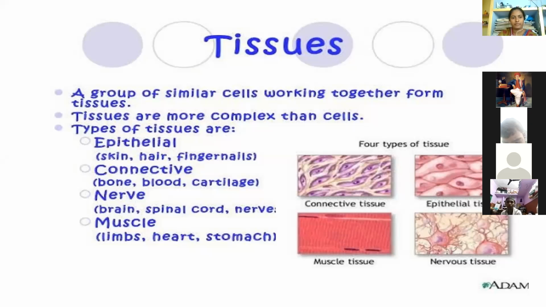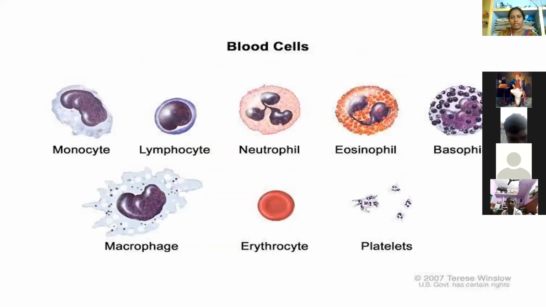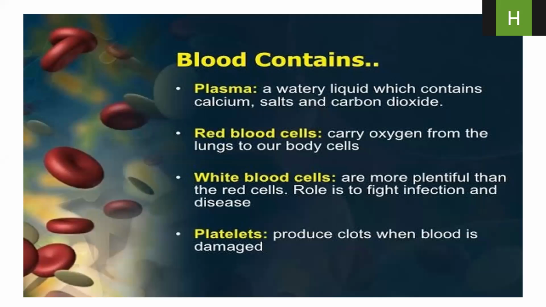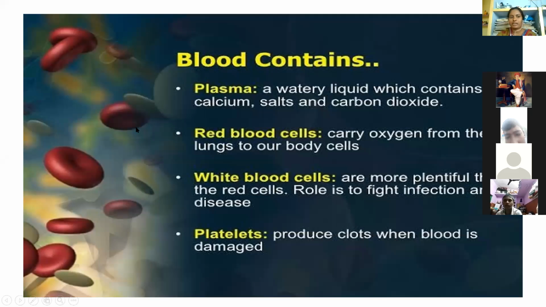Next, blood contains plasma, red blood cells, white blood cells, and blood platelets. The plasma is a watery fluid. It contains calcium, salts, and carbon dioxide. The red blood cells carry oxygen from the lungs to all parts of the body.